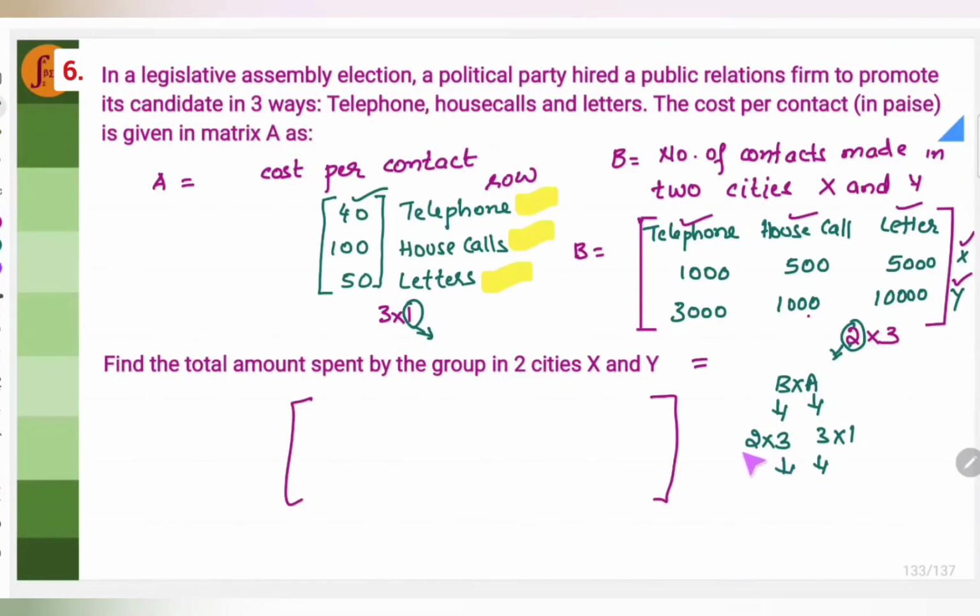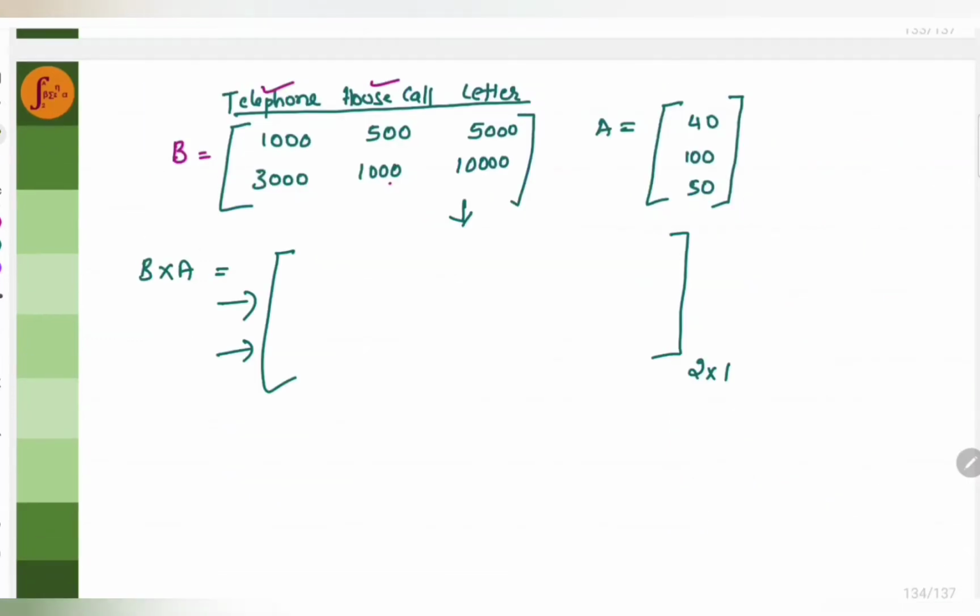Now let's find the final order. What is the final order? Order would be row count of this and column count of this. So it would be 2 by 1. Once you multiply, you should have 2 by 1 matrix. So basically 2 rows and 1 column. So do not forget, always remember to do these 2 checks. Let's multiply B into A now. So let's take this particular row and multiply with this column.